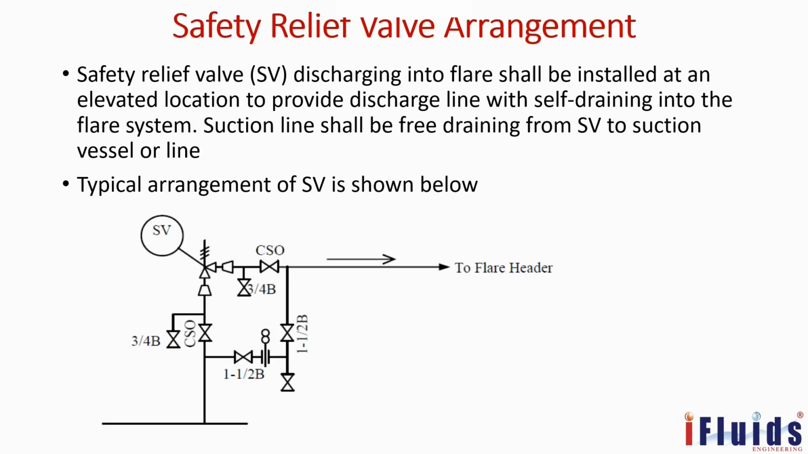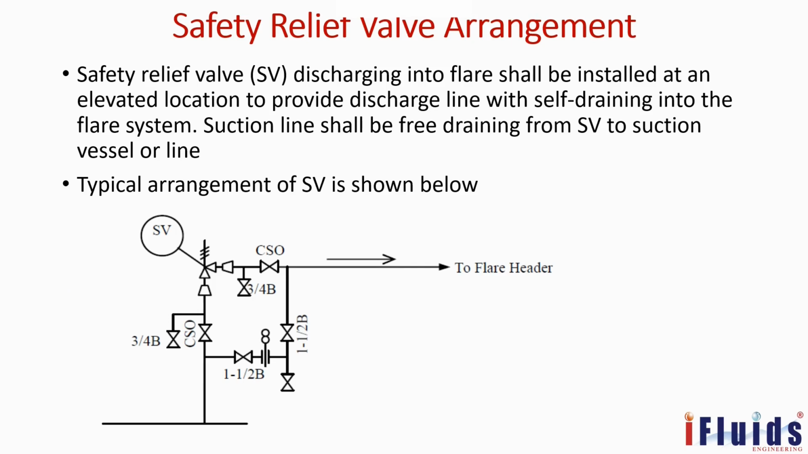Now we can see the safety relief valve arrangement. A safety relief valve, SV, discharging into a flare shall be installed at an elevated location to provide the discharge line with self-draining into the flare system. The suction line shall be free draining from the SV to the suction vessel or line. A typical arrangement of SV is shown below.